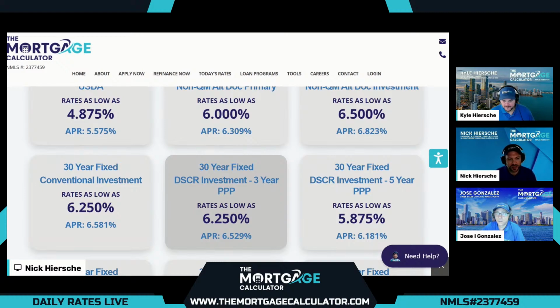The 3-year prepayment penalty option here is the standard option first. Rates come in at 6.25 today, same as conventional. And final APR 6.529, actually a touch cheaper there.